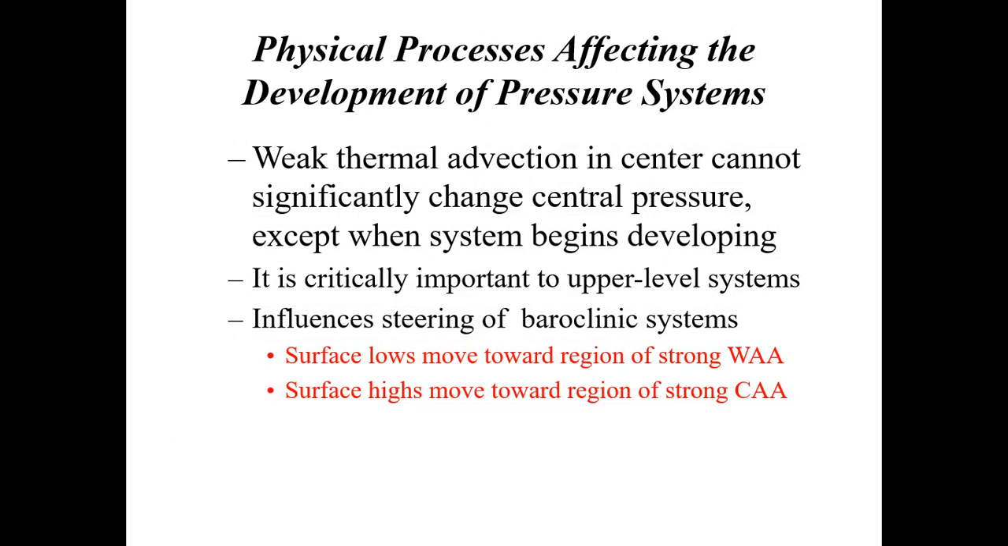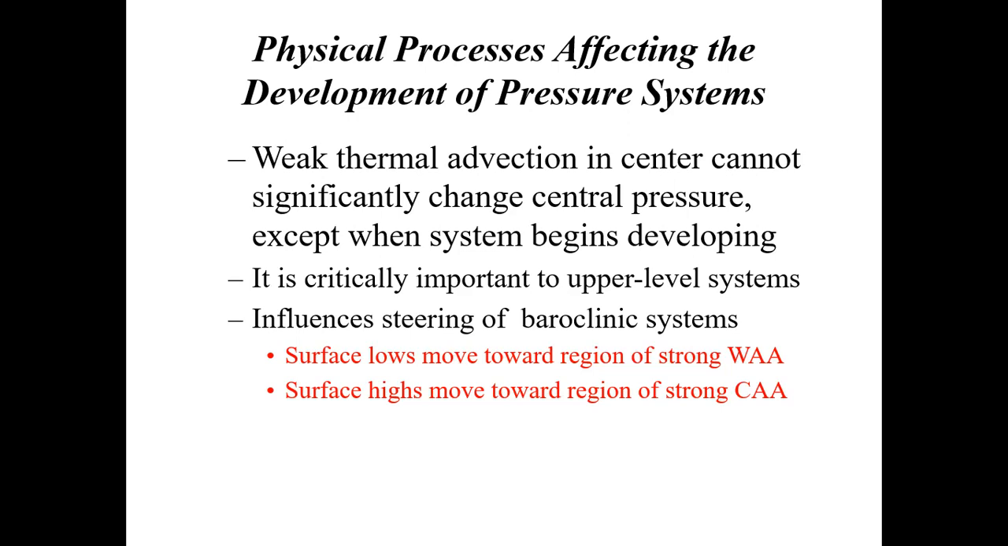Right. So with weak thermal advection, we mentioned this. Weak thermal advection exists in the center of the low and high pressure systems. It cannot significantly change the central pressure because it's so weak, except when you have systems that are just starting to develop. Then that weak thermal advection could be the mechanism that really gets things going as far as deepening and filling of lows, building or weakening of highs. So it's critically important to upper level systems.